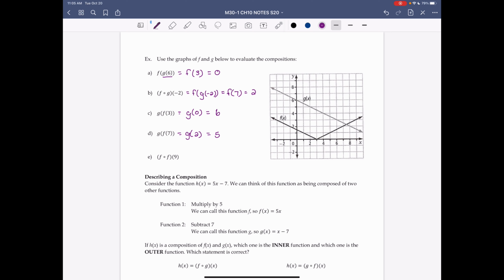Last one, f of f of 9, which we can write as f bracket f of 9. Start by evaluating f of 9 on our graph. X equals 9, go up to f of x, go over to determine the y value, which is 3. So we have f of 3 because f of 9 equals 3. Then we want to evaluate f of 3, looking at our graph. When x equals 3, y equals 0, so f of 3 equals 0.